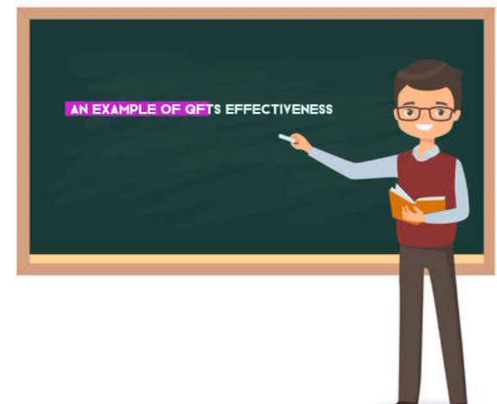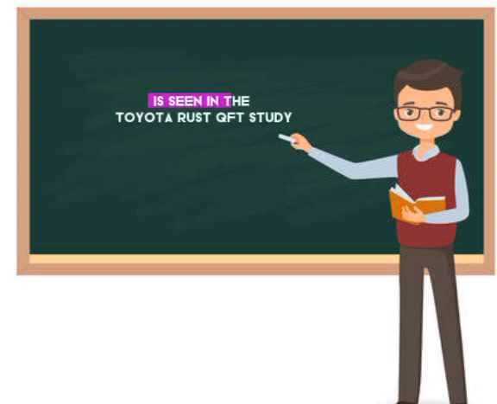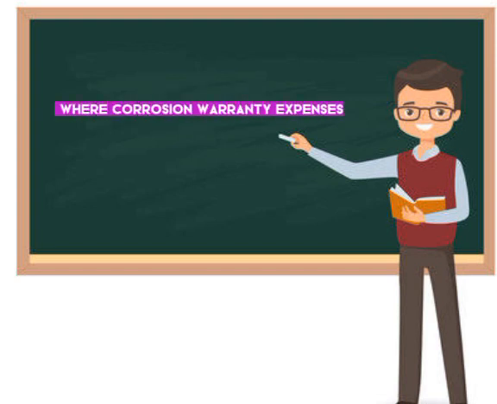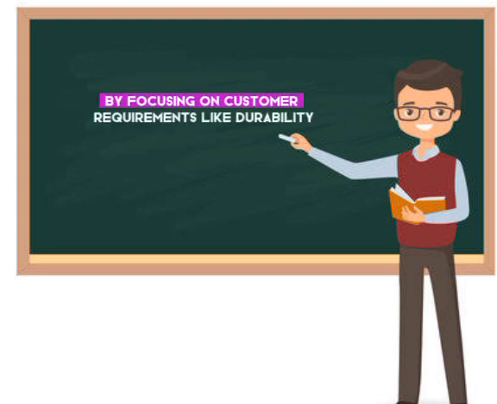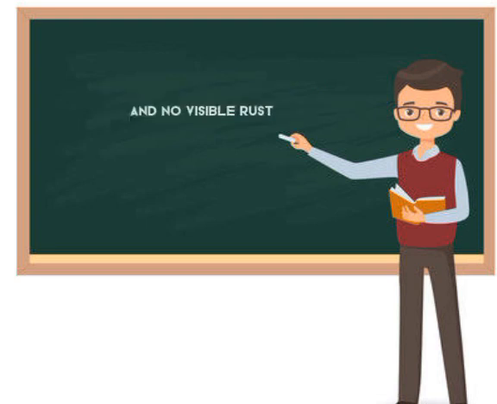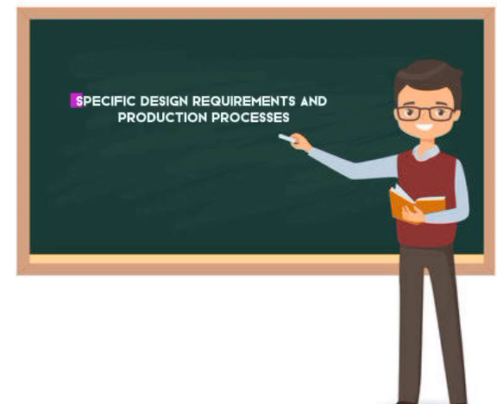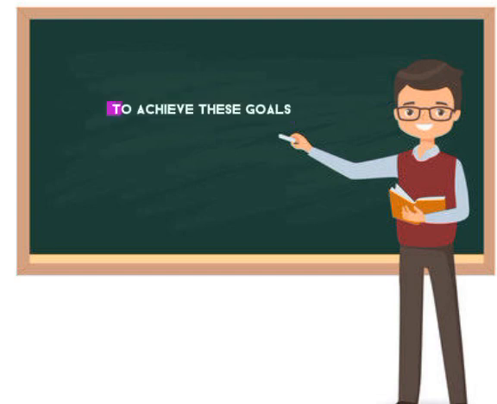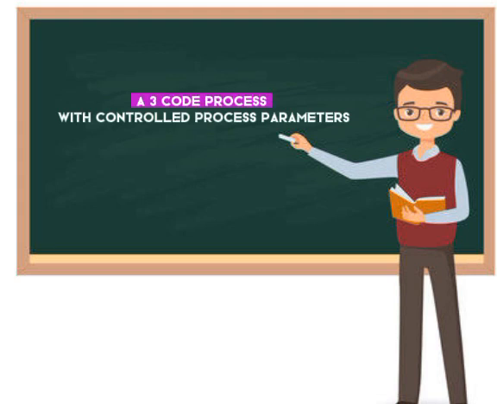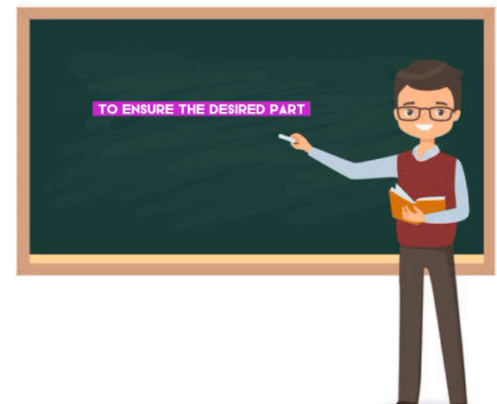An example of QFD's effectiveness is seen in the Toyota Rust QFD study, where corrosion warranty expenses were significantly reduced. By focusing on customer requirements like durability and no visible rust, specific design requirements and production processes were identified to achieve these goals. This included a 3-coat process with controlled process parameters to ensure the desired part quality characteristics.